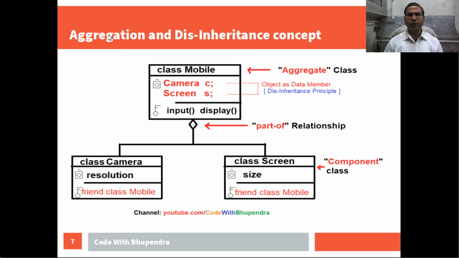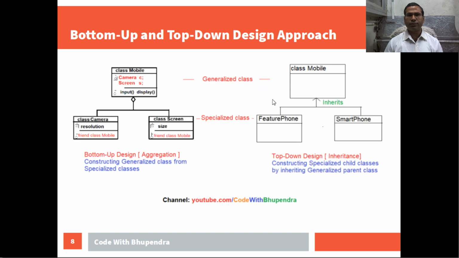Now we understand the concept of aggregation and disinheritance by a figure. Camera and screen are both component classes which are part of mobile, so this is the aggregate class. Here we have created camera C and screen S as objects as data members. So this is the disinheritance principle.